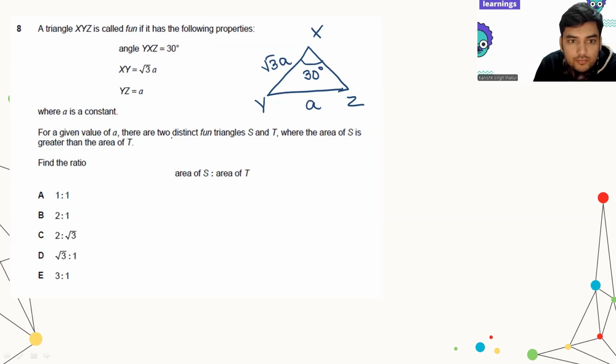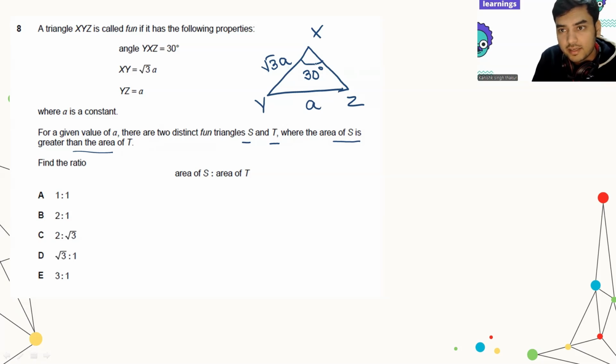For a given value of a, there are two distinct fun triangles S and T, where the area of S is greater than the area of T. First of all, if you have to find the area of this triangle, you have to find the XZ side or this angle, isn't it? Two ways you can do it, either the XZ side.